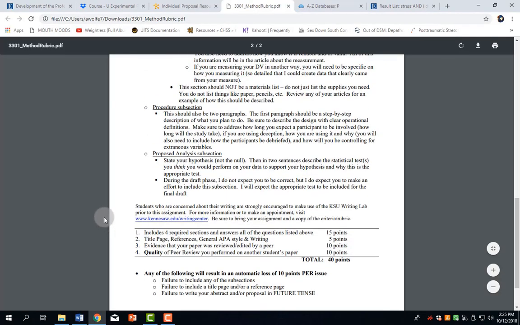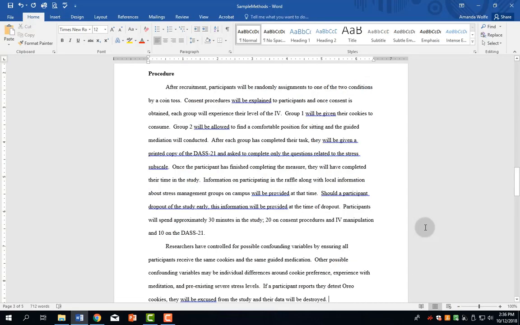The next section that's on our rubric is the procedure. It says that it should also be 2 paragraphs. The first paragraph is a step-by-step description of what you plan to do and how long participants will be involved, if you're using any deception, and if so, how and why. The other paragraph needs to really talk more about controlling for your extraneous variables or what limitations you already have in your study. So I have now written my procedure subsection.